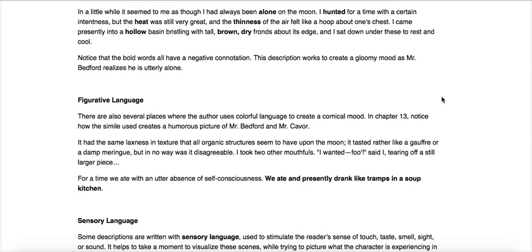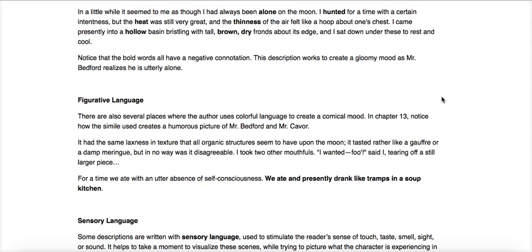In a little while it seemed to me as though I had always been alone on the moon. I hunted for a time with a certain intentness, but the heat was still very great, and the thinness of the air felt like a hoop about one's chest. I came presently into a hollow basin bristling with tall, brown, dry fronds about its edge, and I sat down under these to rest and cool.